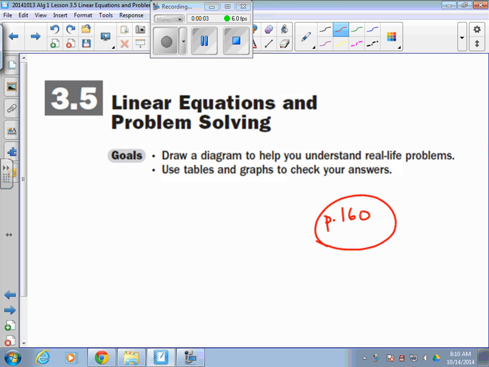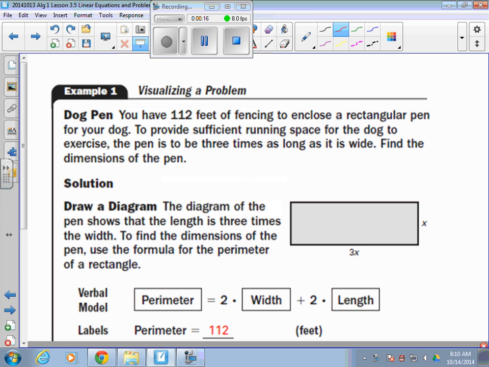All right, this is lesson 3.5, linear equations and problem solving. We're drawing diagrams to help understand real life problems. We're using tables and graphs to check our answers. So we're using diagrams, tables, and graphs today, beginning on page 160. Example number one is visualizing a problem.